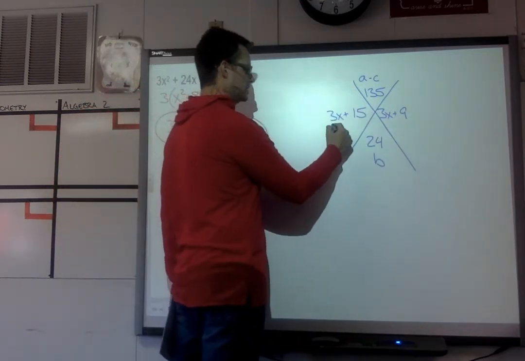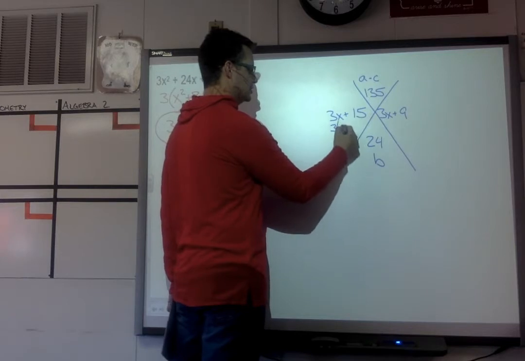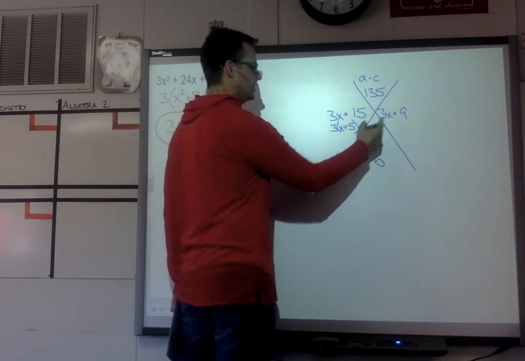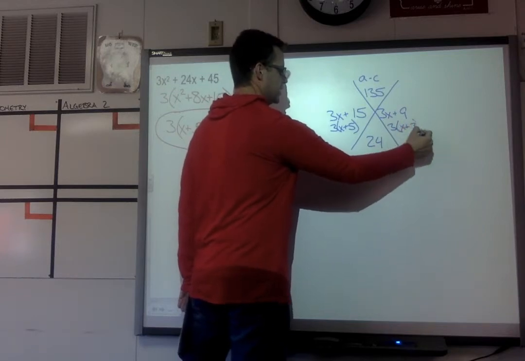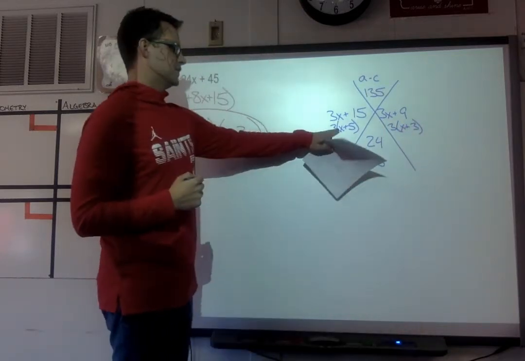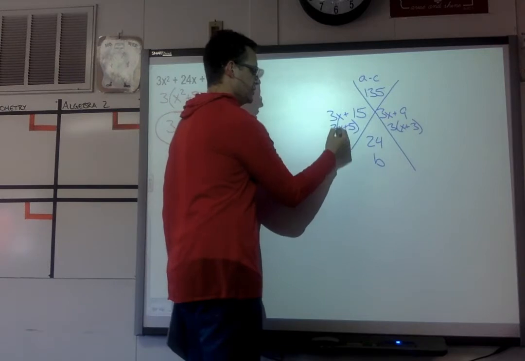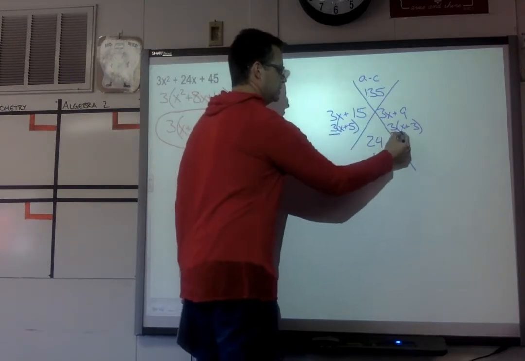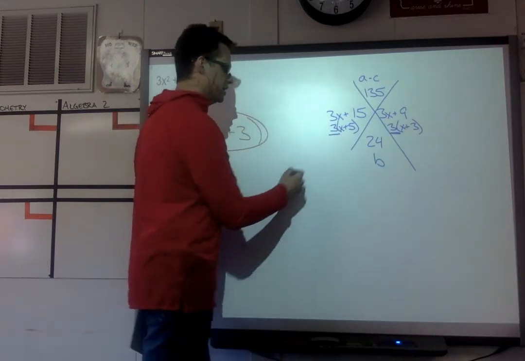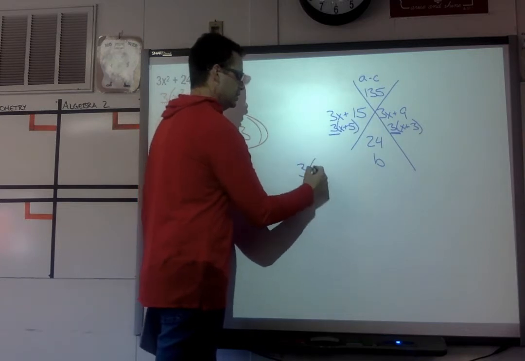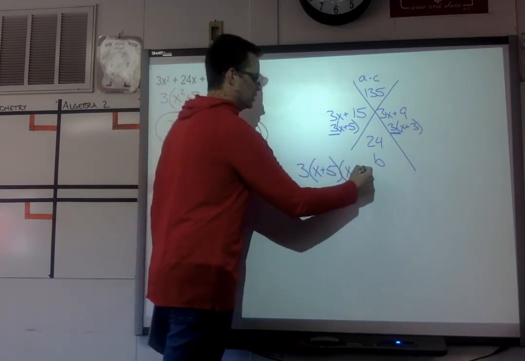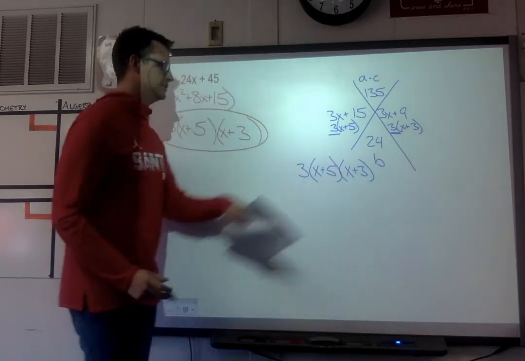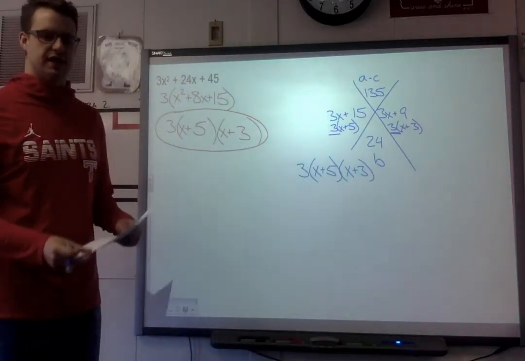Here we can factor a 3 out, which leaves us with x plus 5. This side we can factor a 3 out, which leaves us with x plus 3. So this is where, if you end up with the same number that you factored out of both, you need to include that in your factored form of your answer. So we would have 3 times x plus 5 times x plus 3.